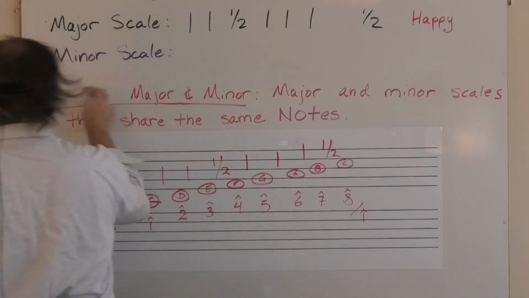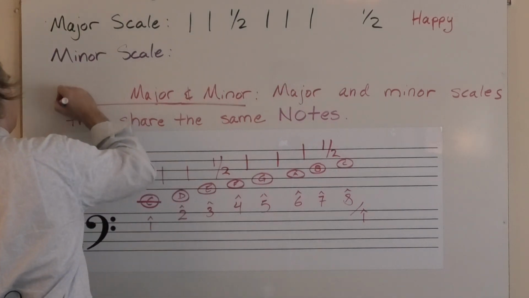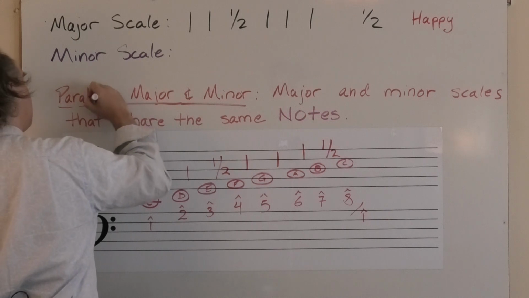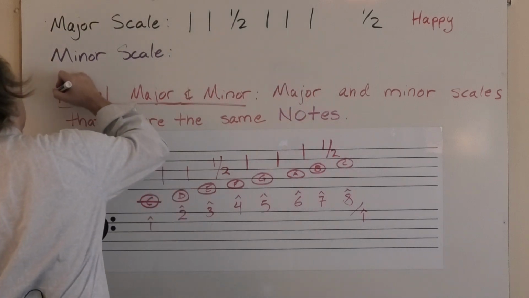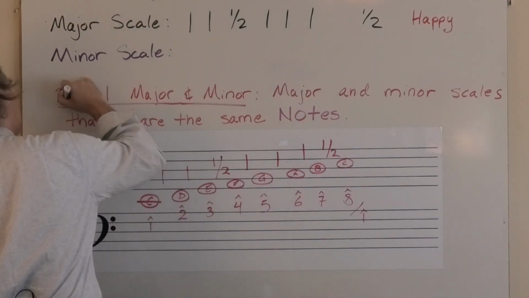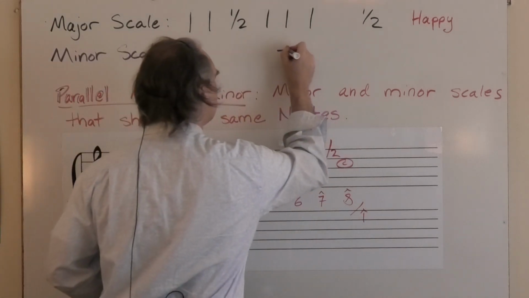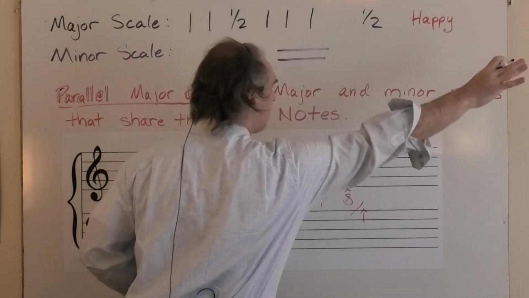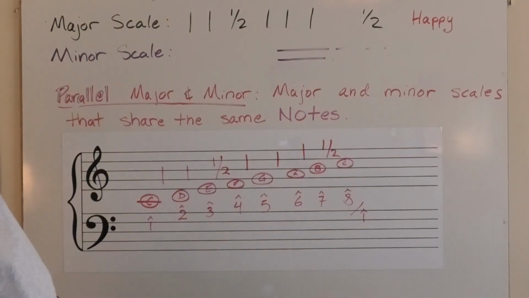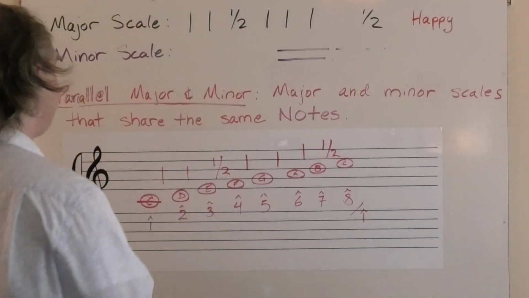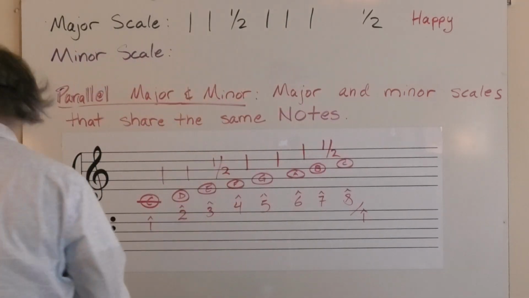So I'm going to erase the word relative and write the word parallel. P-A-R-A-L-L-E-L. The parallel major and minor. And parallel means if you have two lines, I know you know what this means, and they go on forever, they would never cross. That's what parallel means. We're like 8-year-olds that are learning this stuff.